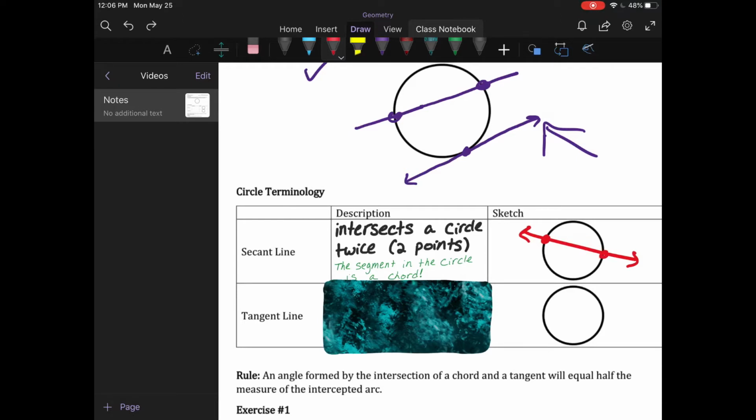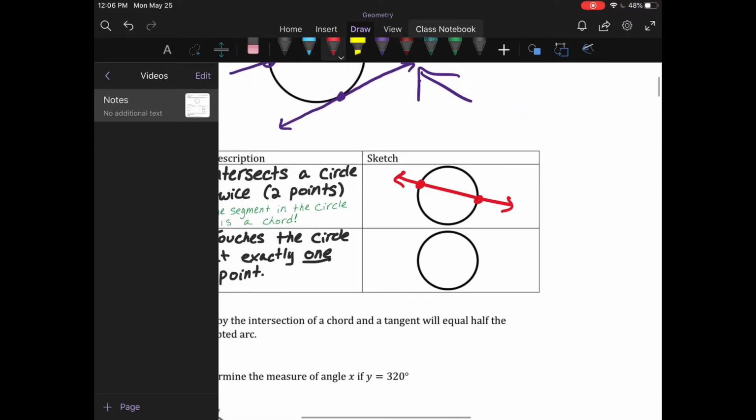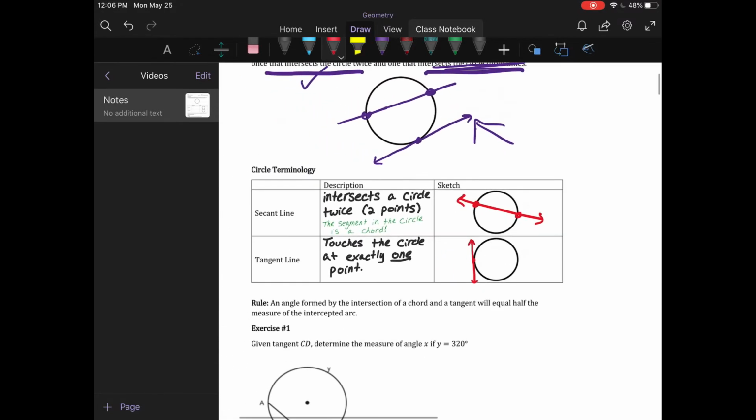And then a tangent line just touches it once. Just touches the circle at exactly 1 point. So it could be any 1 point on this circle, and it just touches it just on the side there.